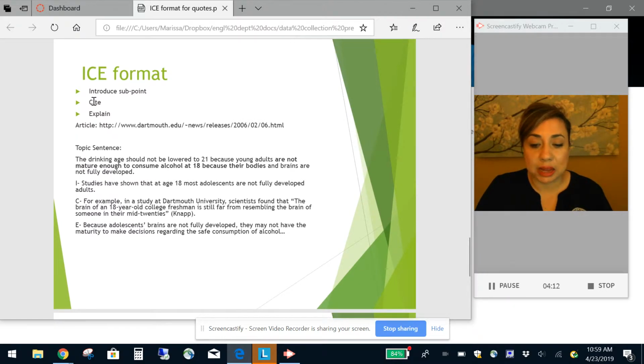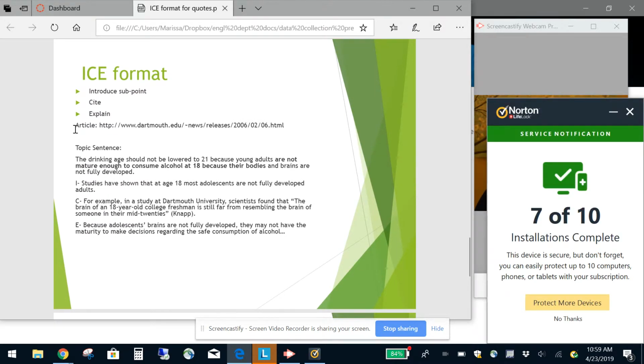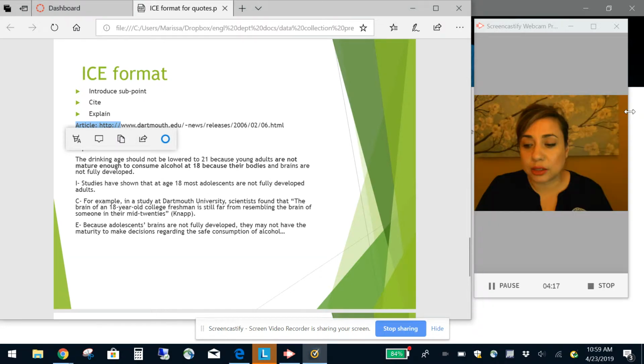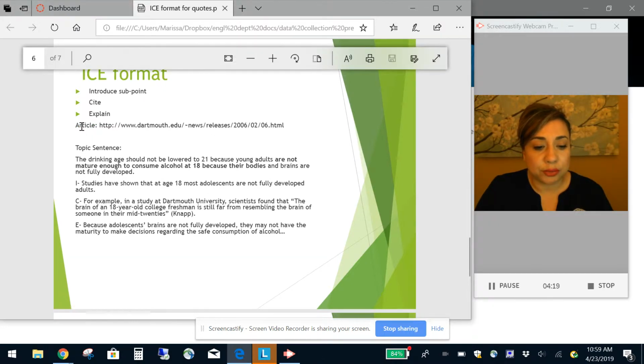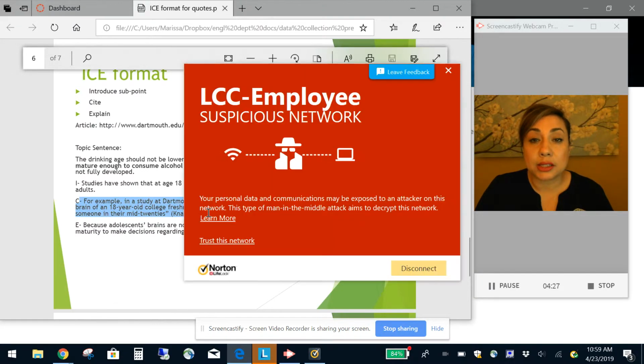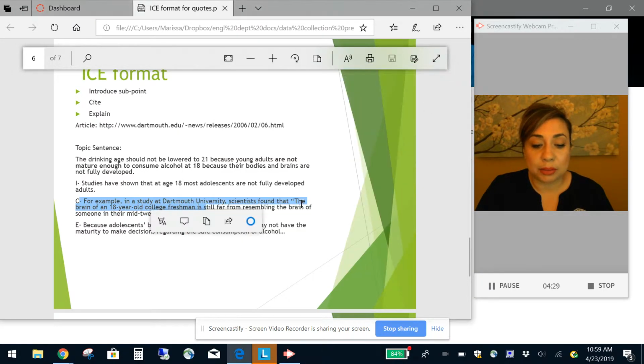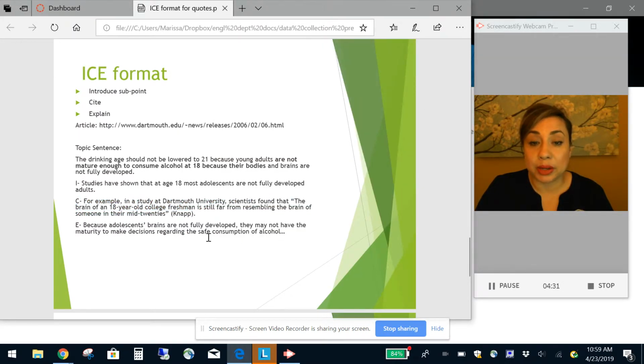So again, here's an example. I pulled this quote from this article. Okay. And in that article, or in this study, basically scientists found that the brain of an 18-year-old freshman is still far from resembling the brain of someone in their mid-20s. Okay, so I'm going to kind of format that into the ICE format.